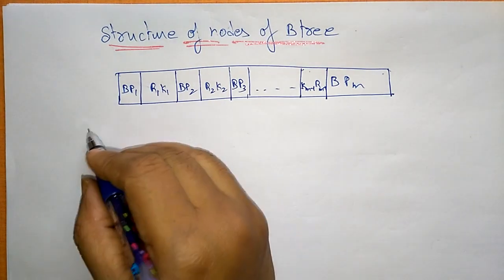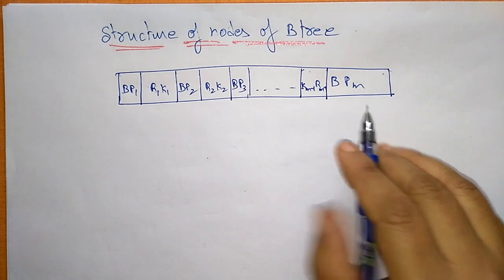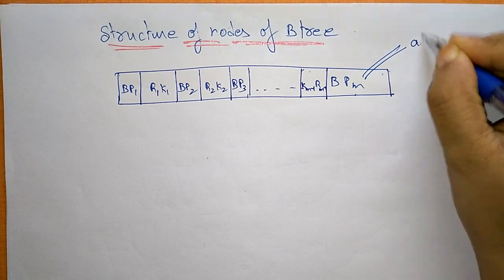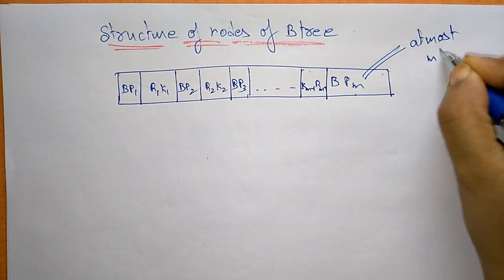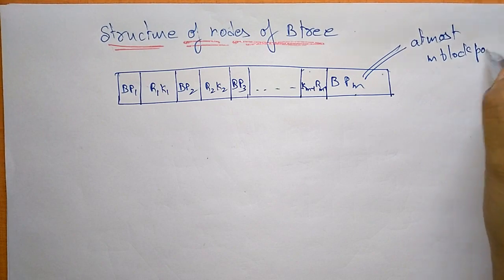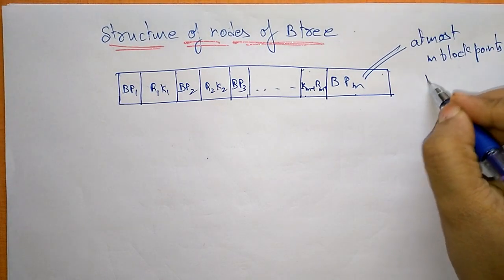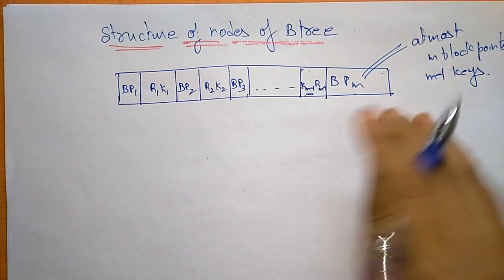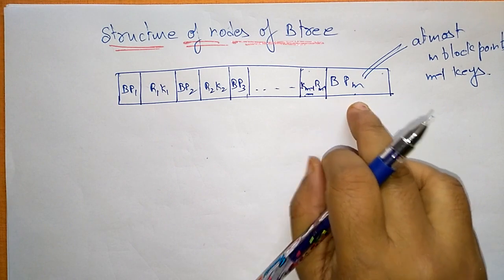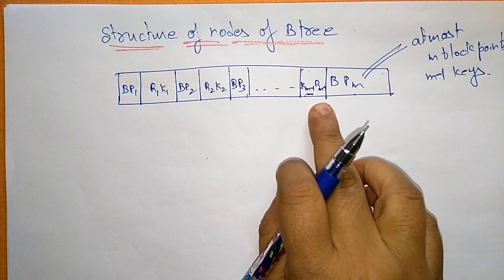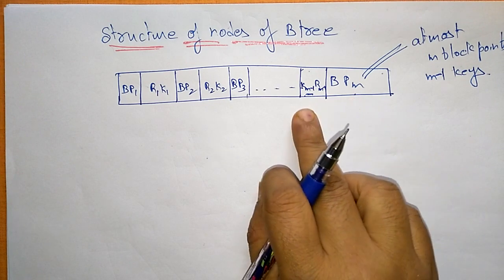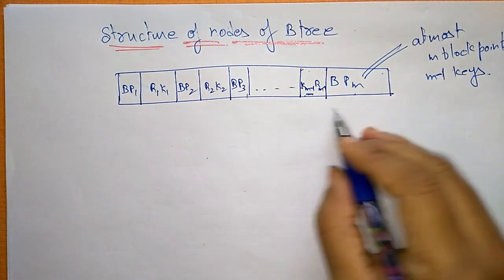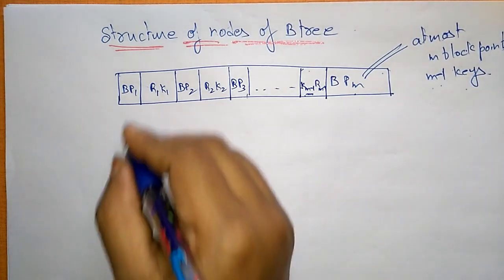So these you call block pointers, and here you are having at most m block pointers. I said it is of order m, which means at most m block pointers. And how many keys are there? m-1 keys. Okay, note this. The last block pointer is m, and at most m block pointers will be there, the record pointers are m-1 and the keys are m-1. Okay, so now coming here.